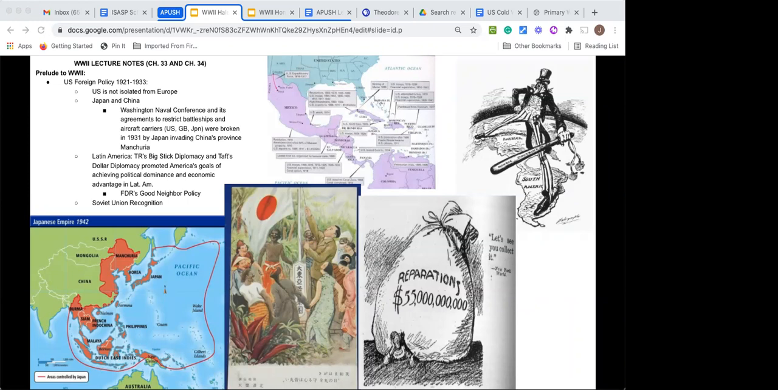So then the Soviet Union recognition, okay, is just that: in 1933, FDR does recognize the Soviet Union as a viable nation. And we are basically looking at, we're going to start trading with them because we're in this depression and we need all the trade allies we can have.